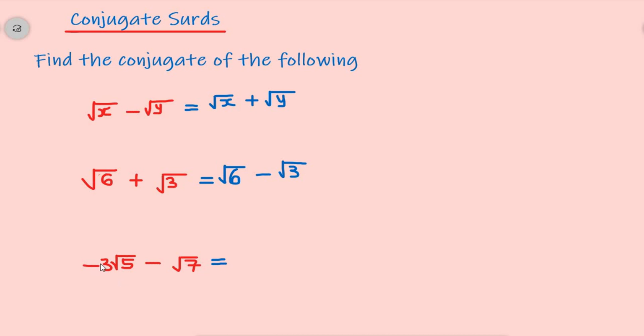But look at this one here. We have minus 3 root 5 minus root 7. So how do you do this? Should we change this sign or change this sign? I told you the sign at the middle, so you leave the first sign. It only involves the sign at the middle. Plus, do you see? Root 7.